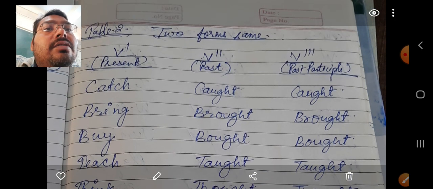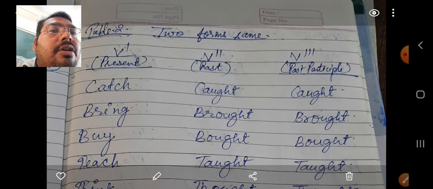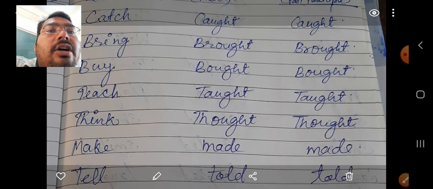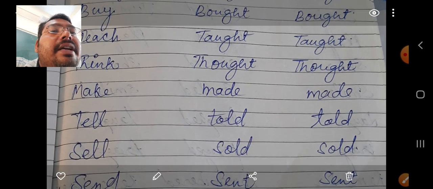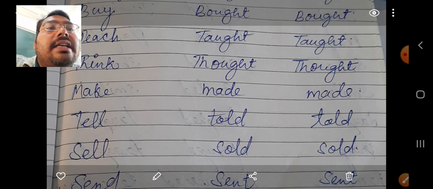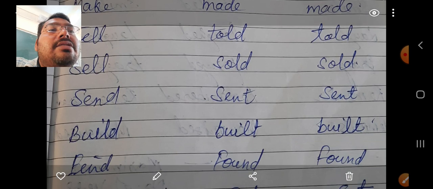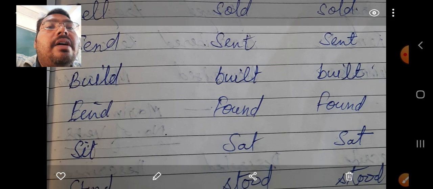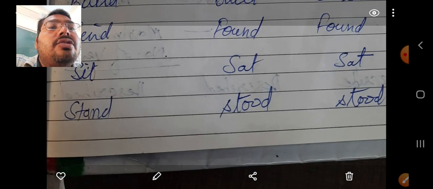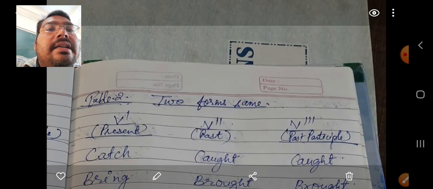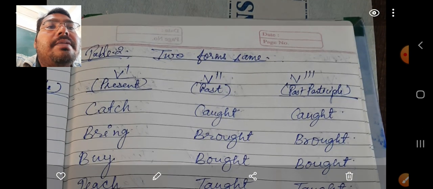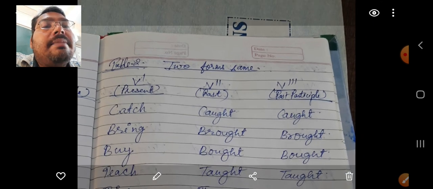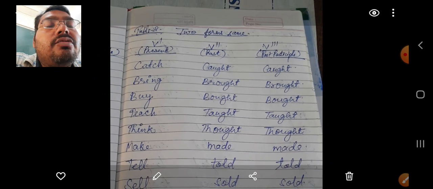You can note them down: catch, caught, bring, brought, buy, bought, teach, taught, think, thought, make, made. Everybody knows make, made and made. These are the second and third forms. They are the same. Tell, told, sell, sold, send, sent, build, built, find, found, sit, sat, stand, stood. So these are certain important verbs that I kept in table number 2, and you can increase the number if you find some verb that has two forms the same.